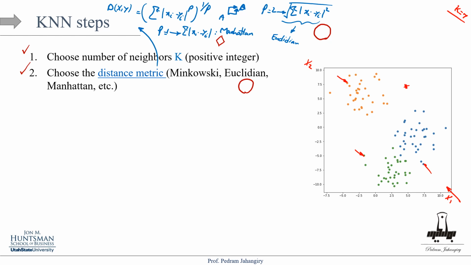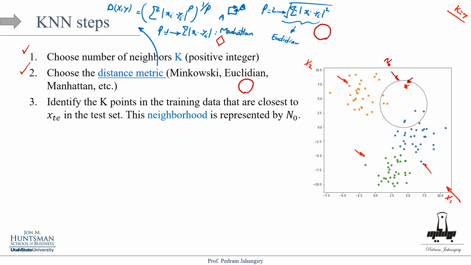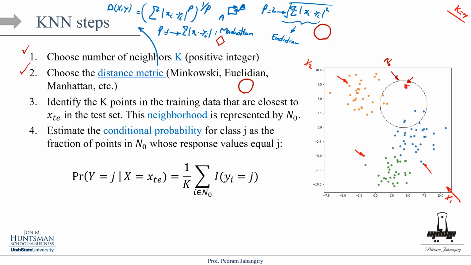Remember, the goal was to identify the class for this new red cross in the test set by looking at the observations in the train set. If we use the Euclidean distance, and k is equal to 7, this is going to be our neighborhood. Let's define it as neighborhood N null. The next step is to define these neighborhoods and calculate the conditional probabilities.